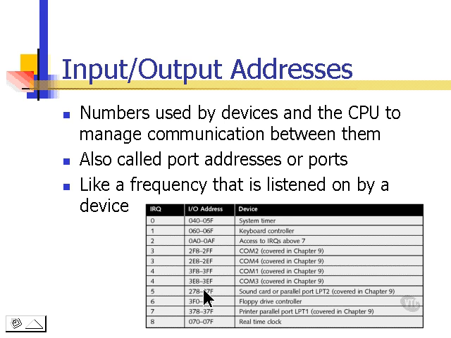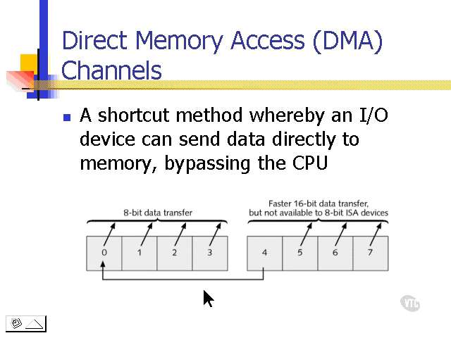Some devices also require a DMA channel. The CPU is extremely busy. Anytime we can shortcut a method whereby an input-output device can send data directly to memory without bothering the CPU, that's going to speed up processes in the computer. So a DMA channel, a direct memory access channel, is used by some devices to gain access to RAM without bothering the CPU.